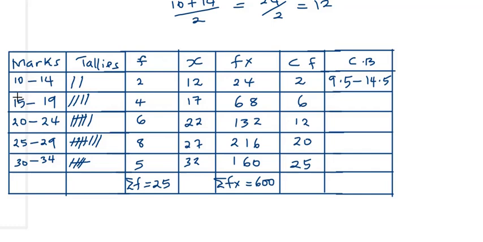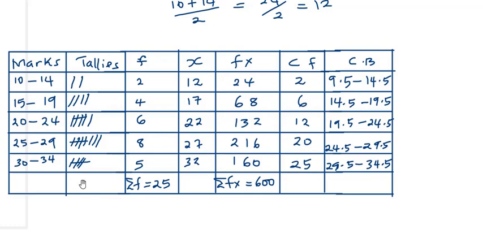So minus 0.5, we get here 14.5 to 19.5, 19.5 to 24.5, 24.5 to 29.5, 29.5 to 34.5. So those are our class boundaries.